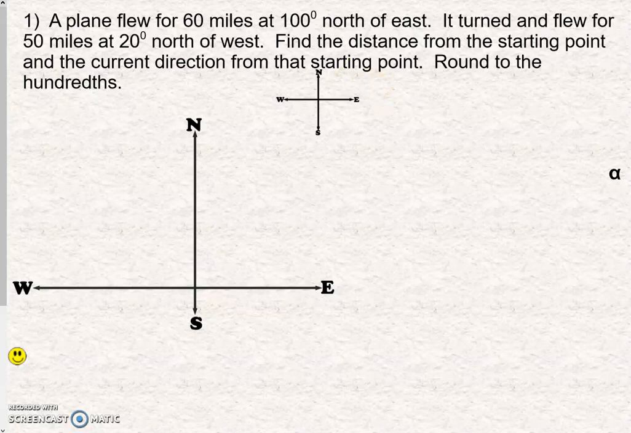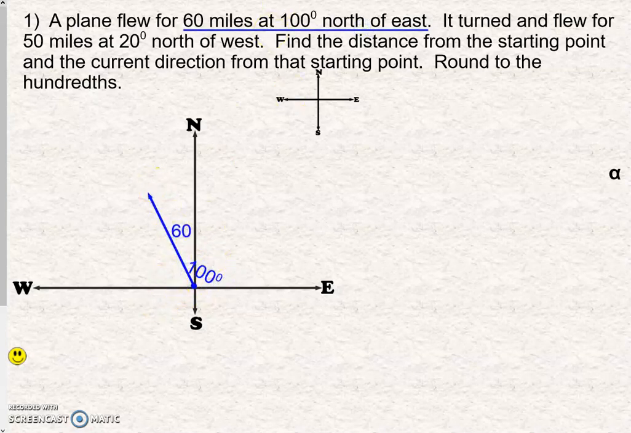All right, so let's see what we have. First of all, we have this first set of data in blue here. I'm going to underline it in blue. We are traveling for 60 miles at 100 degrees north of east. So if we face due east and we push 100 degrees, what quadrant does that put us in? I hope you said quadrant 2. That would be right about there.